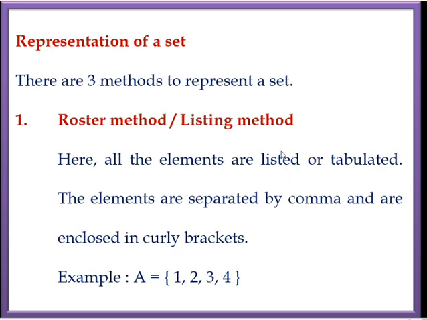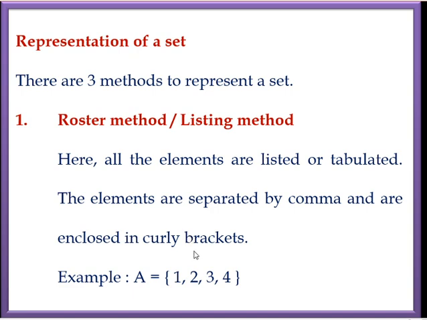Now a set can be represented using three different methods. The first method is called the listing method, that is, the roster method. Here all the elements are actually listed or tabulated. The elements are separated by commas and are enclosed in curly brackets. You should remember that the order in which elements are written is immaterial.